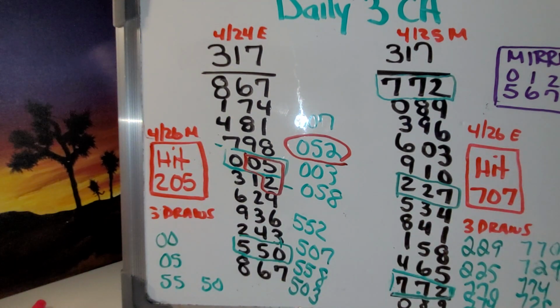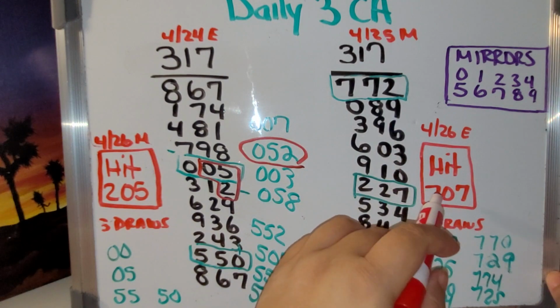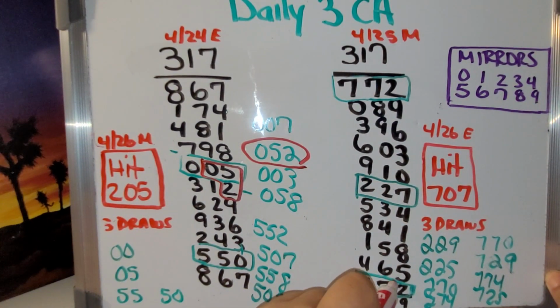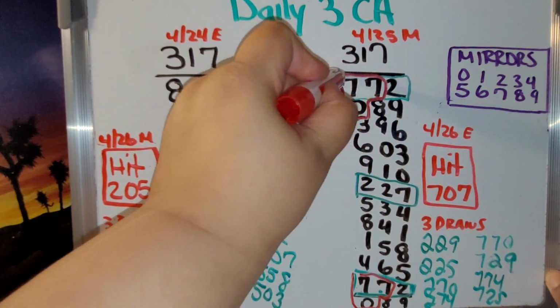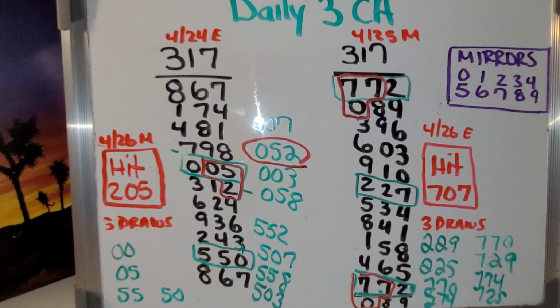Guess what hit? Exactly 3 draws later. Guess what hit? 707 right here. You have it here. And then if you're looking at top, it's right here. Simple. Real simple.